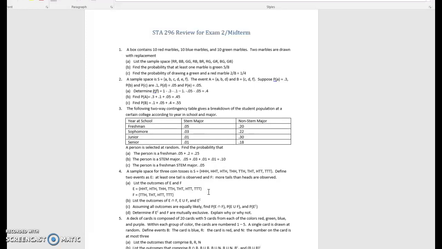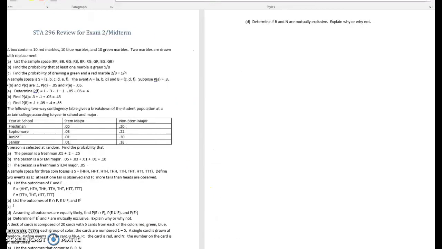All right, so now it says list the outcomes of E intersect F, E union F, and E complement. All right, so let's start with E intersect F.